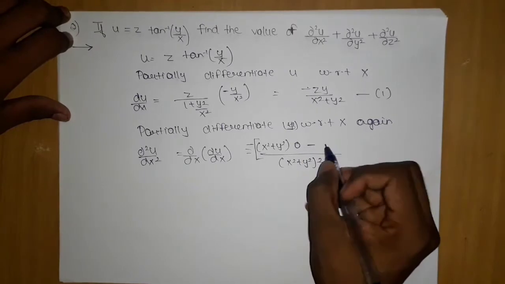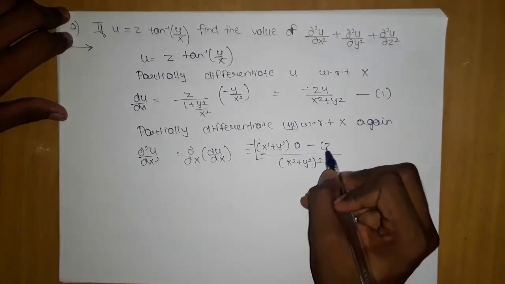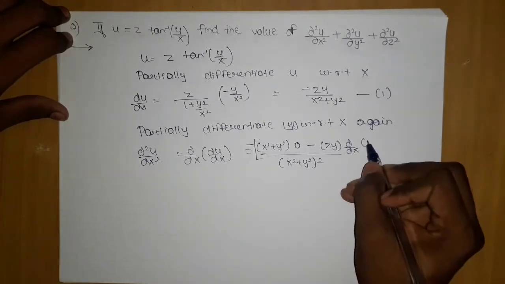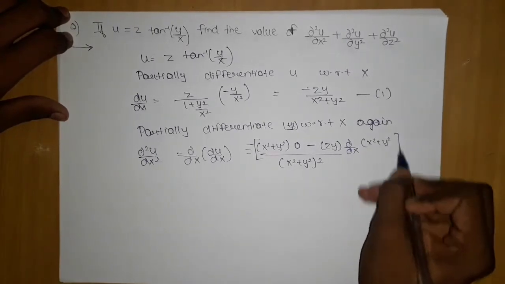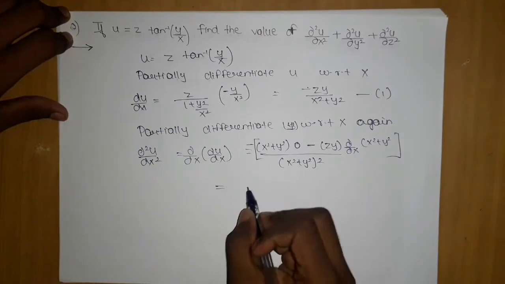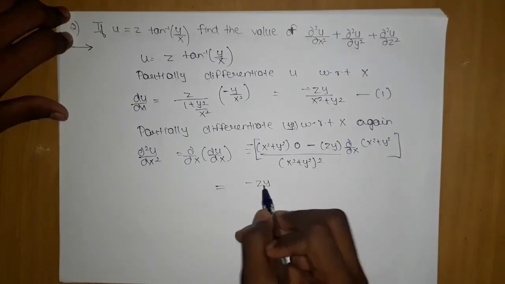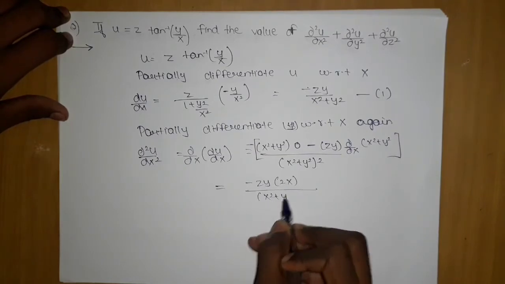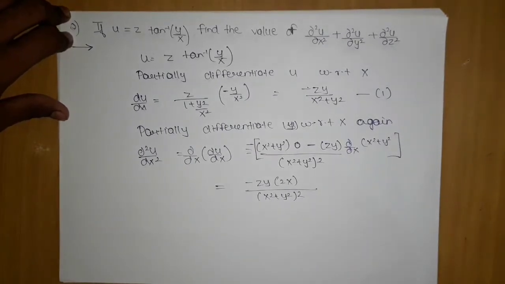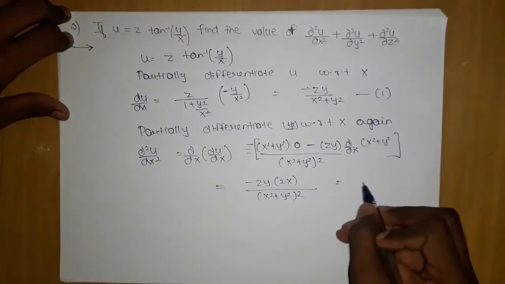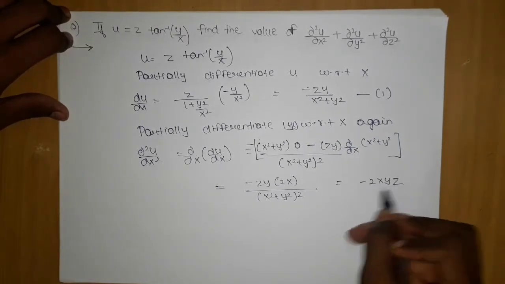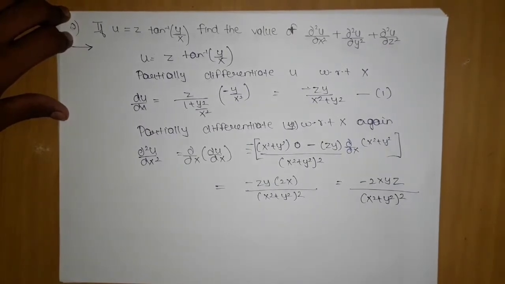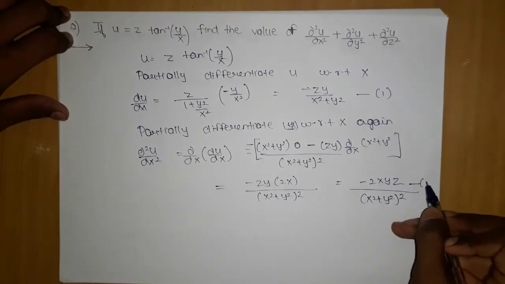We are applying the quotient rule. Now zy will be outside, and we are going to differentiate x square plus y square with respect to x, which will give us, this will be 0, minus zy 2x by x square plus y square the whole square. Which will be minus 2xyz by x square plus y square the whole square. Now call it 2.